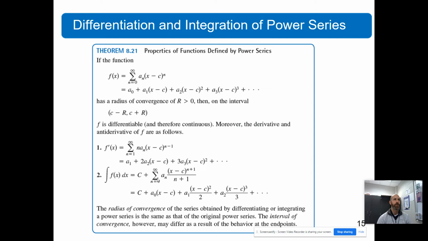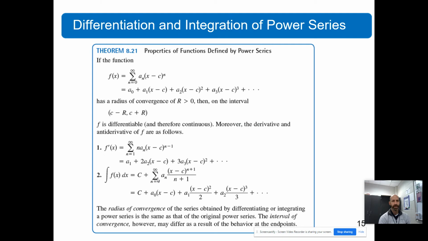Okay, theorem 8.21, properties of functions defined by power series. This is probably the one slide that, obviously everything we've talked about is important, but this is something that I feel like students in the past, I haven't done a good enough job of emphasizing. So here's what it's saying. If we've got a function that can be represented by a power series centered at c, and we know that its radius of convergence is R, the following is true.